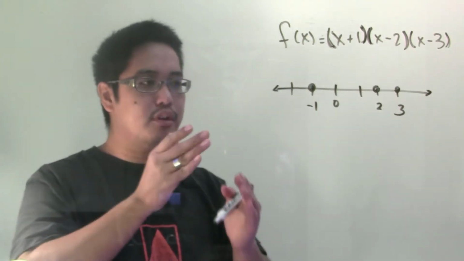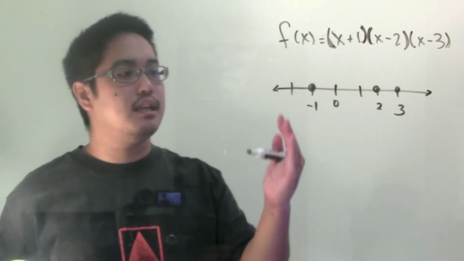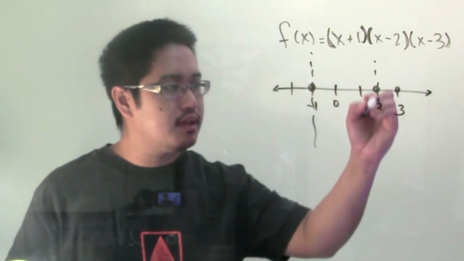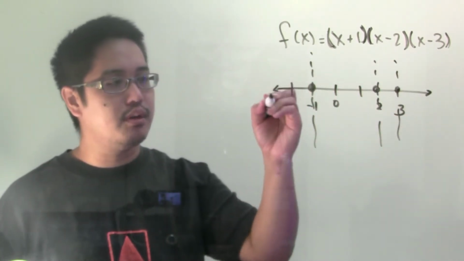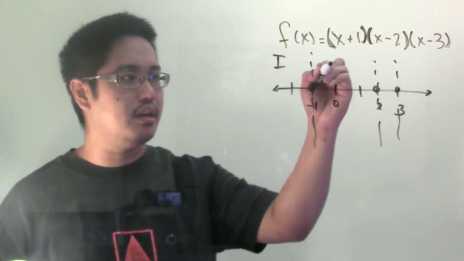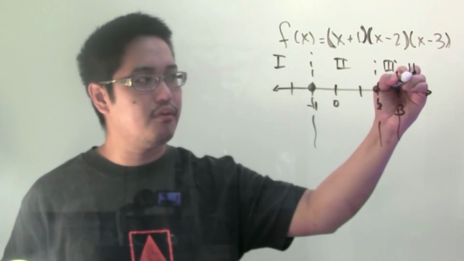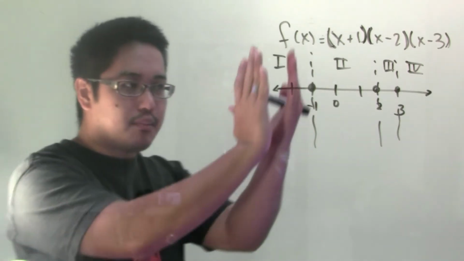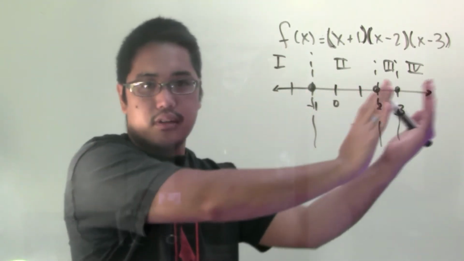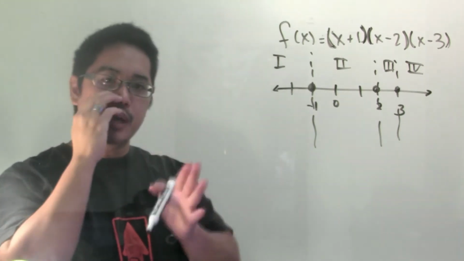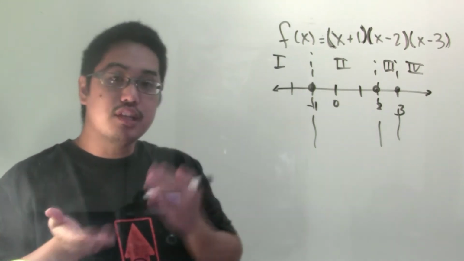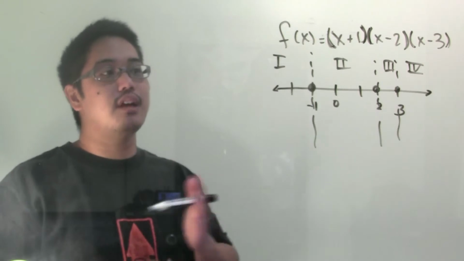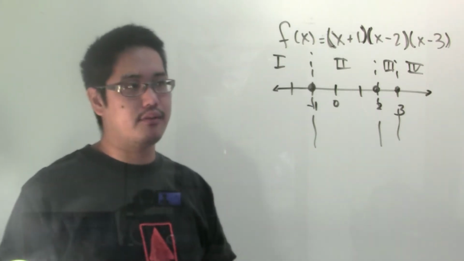And then what I'm going to do is choose some number. It shows me 4 regions: this region over here, this region over here, this region over here. I can call these region 1, region 2, region 3, and region 4. Cool? This area is separated by this -1, and then this area, and this area. What I'm going to do is choose a number in a particular region, and see whether or not f of x in general is positive or negative.